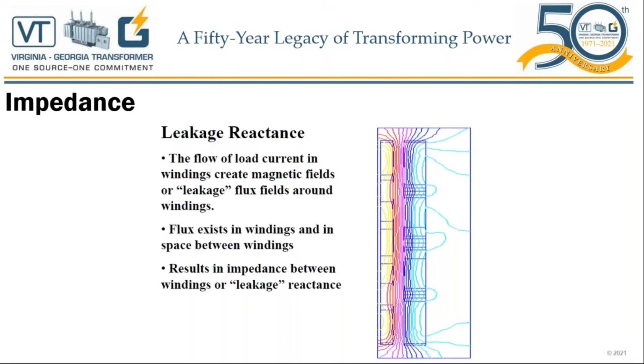When we discuss the mechanical forces, we're going to talk about short circuits and faults. But once again, for me to explain short circuits, I like to start simple, which is impedance. We need to understand what impedance is. Coming from leakage reactance, it is the flow of load current in windings creating magnetic fields, or leakage flux fields, around the windings. Flux exists in windings and in the space between windings, which results in impedance between windings, or you can also consider this as leakage reactance.